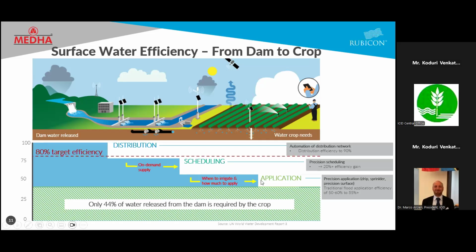And the final stage is application, where the precision control comes into play. It could be drip, it could be sprinkler, or it could be just a precise gate measuring the water which is flowing through the channel.